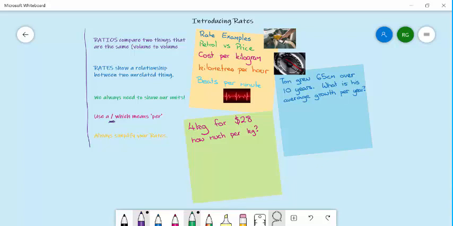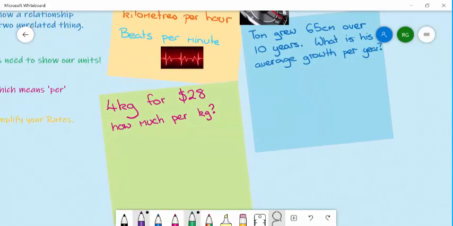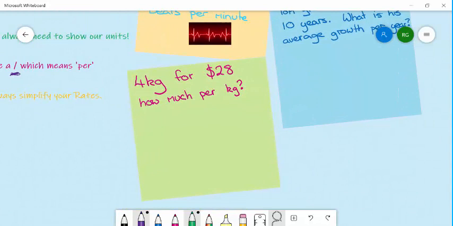So if we look at the green sticky tab here, I've got a little example for you. So if we're talking about, and this could be carrots, although they're probably pretty expensive, if you had 4 kilograms of something for $28, how much is that per kilogram? Now, that might seem quite simple. It is in a ratio of kilograms to dollars. 4 kilograms is equivalent to $28.